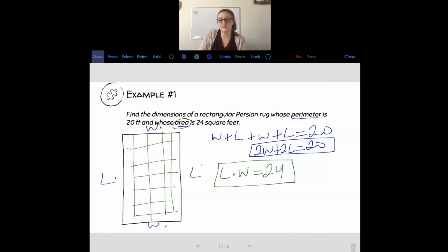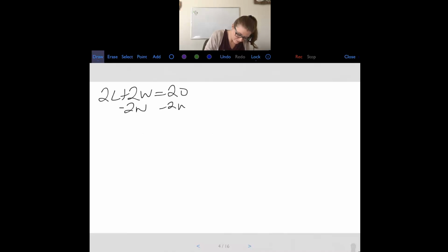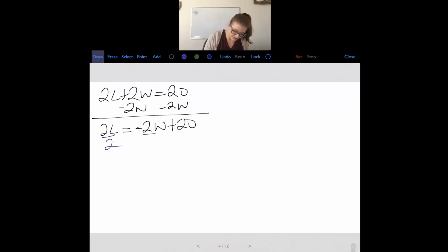What I'm going to do is from 2W plus 2L, I'm going to solve for L. You could solve for W, you could use the other equation. It really just depends on what you want to do. So again, I have 2L plus 2W is equal to 20. I'm solving for L, so I'm going to subtract 2W from both sides to get 2L is equal to negative 2W plus 20. To solve for L, we divide everything by 2, and we have L is equal to negative W plus 10.